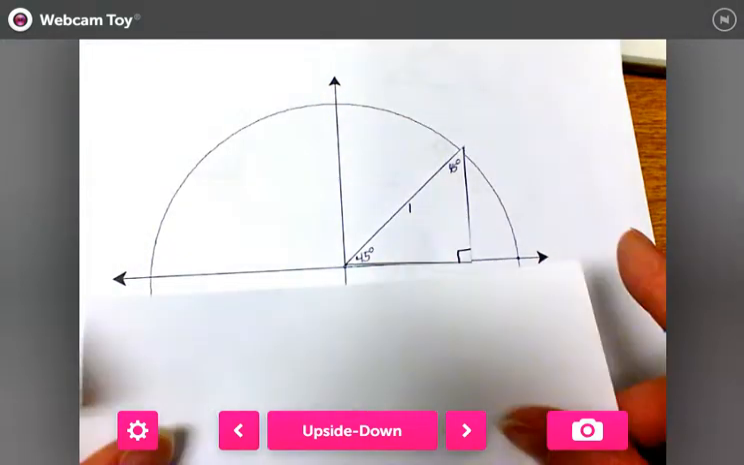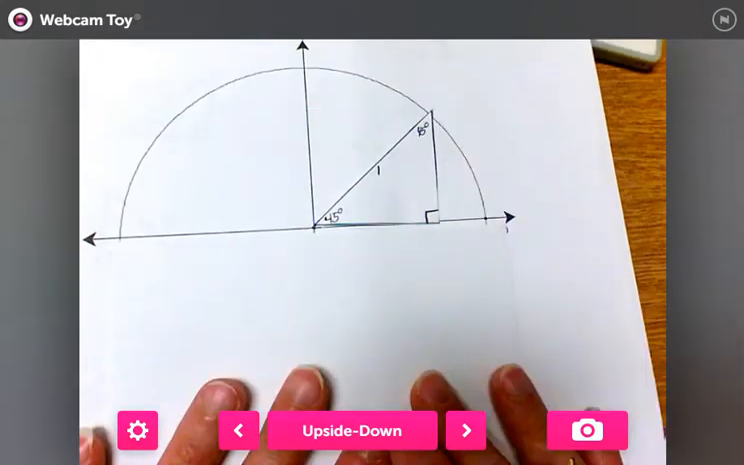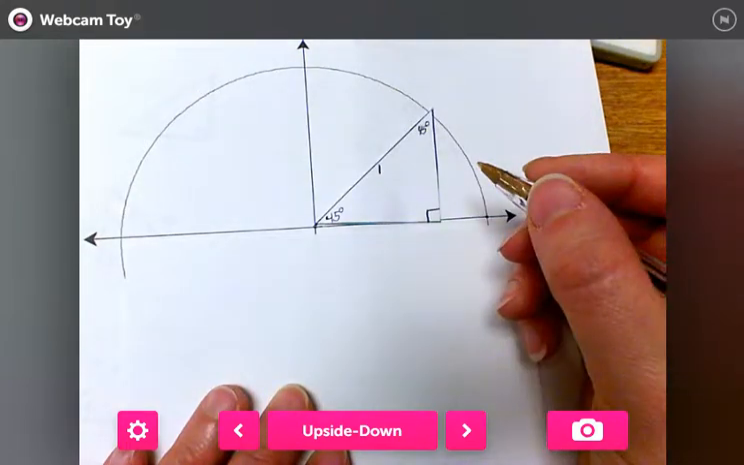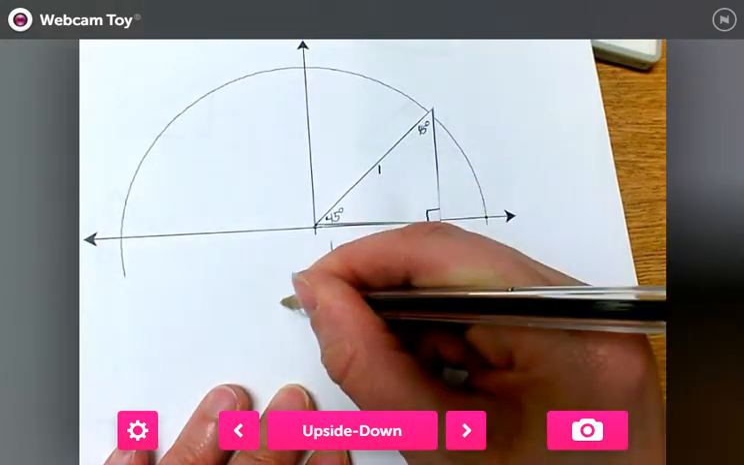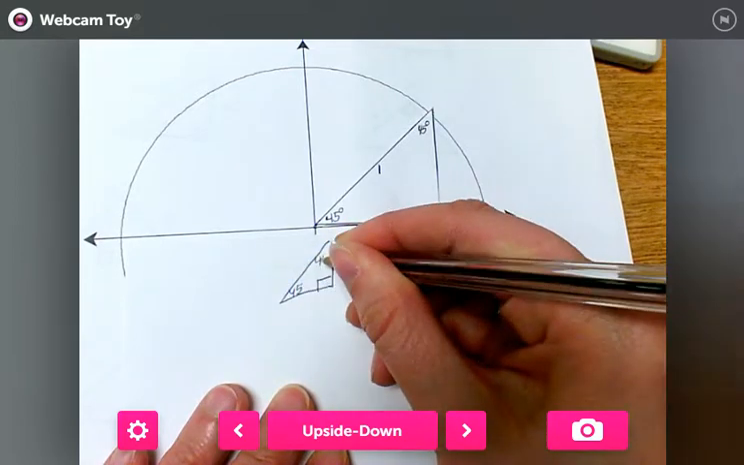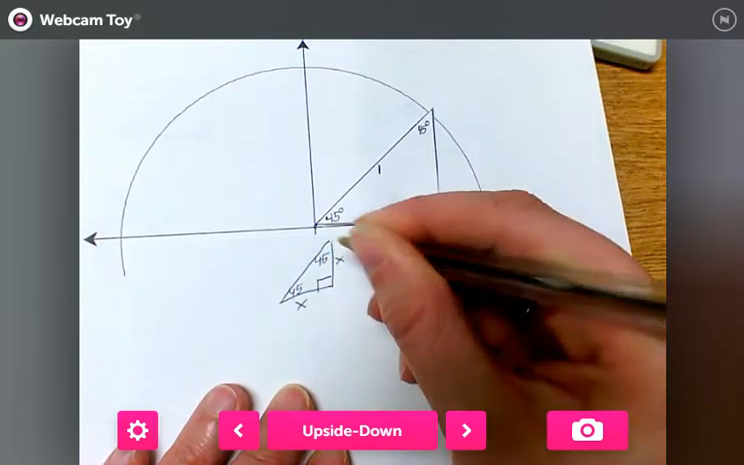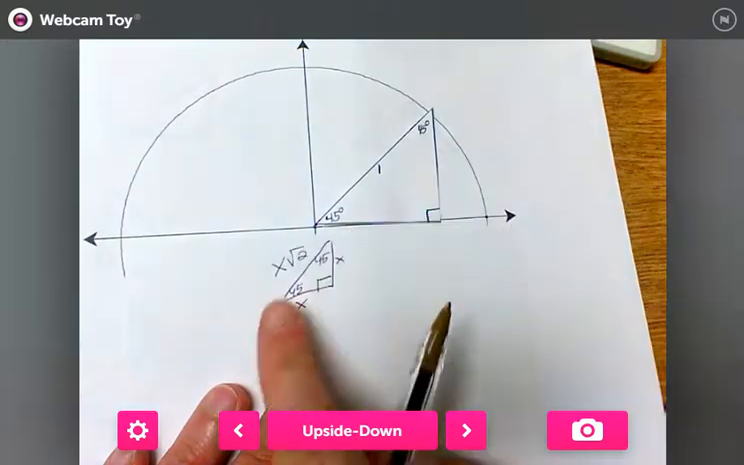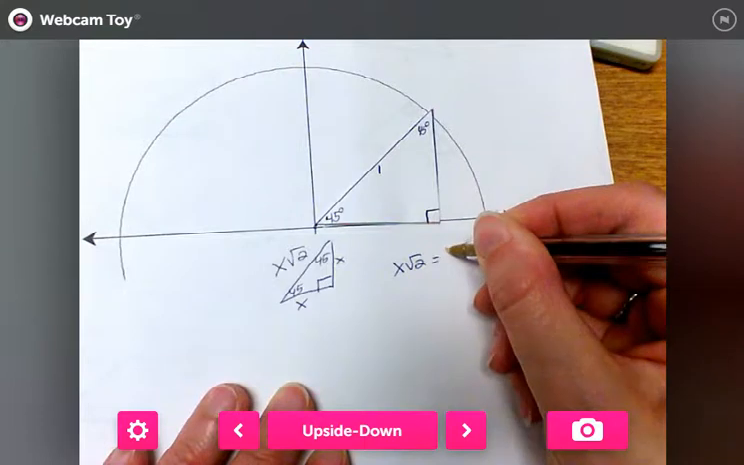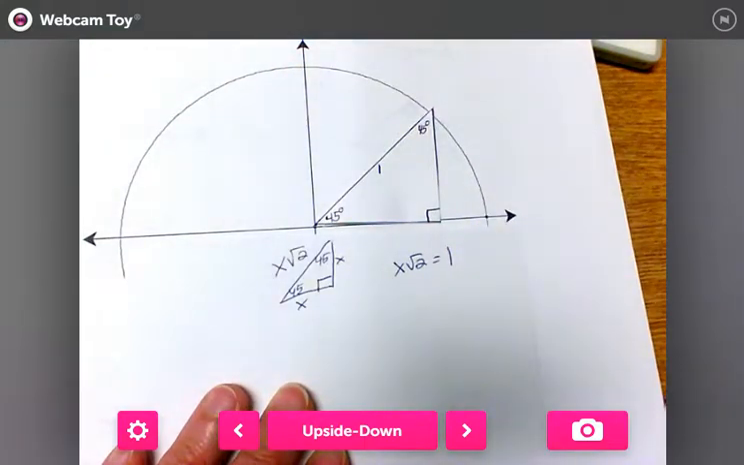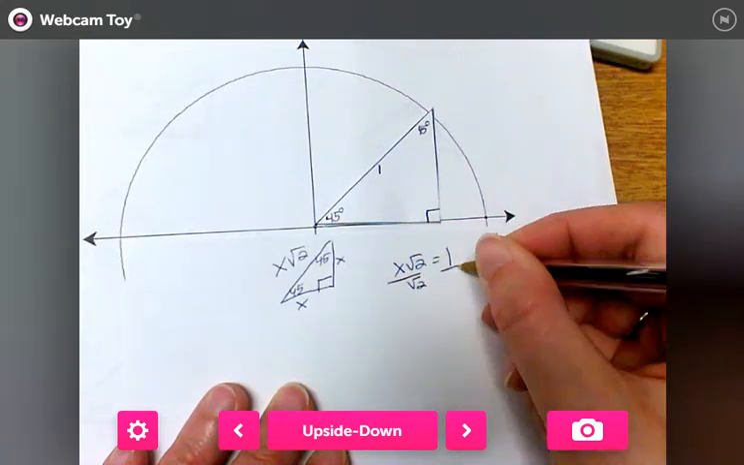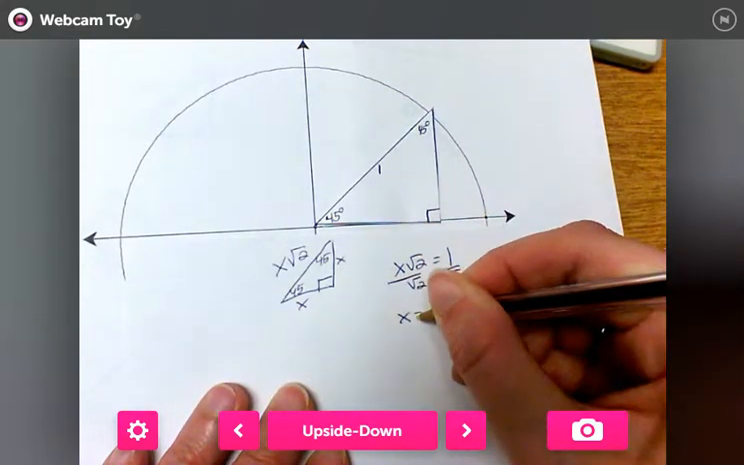So we need to think about this. I'm using a separate piece of paper to write this down so we can think about this. Okay? We know, I just went over this for our homework, that if we have a 45, 45, 90 triangle, these are both x, and this is x square root 2. If we know x square root 2 equals 1, what do I do to solve for x? Divide by the square root of 2. So x equals 1 over square root 2.